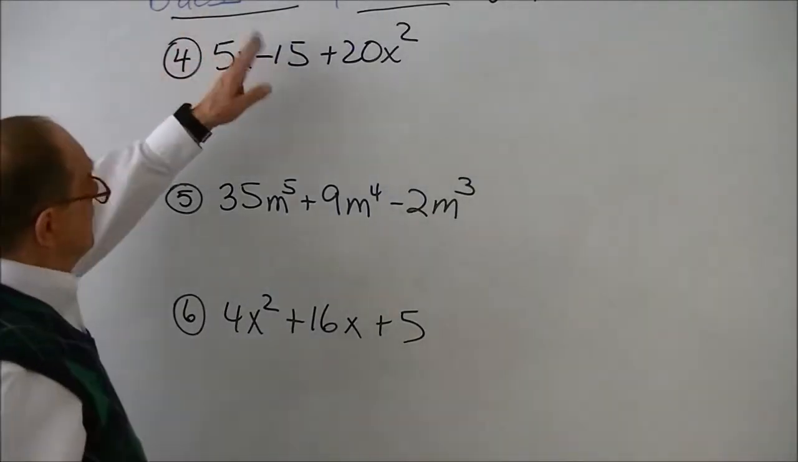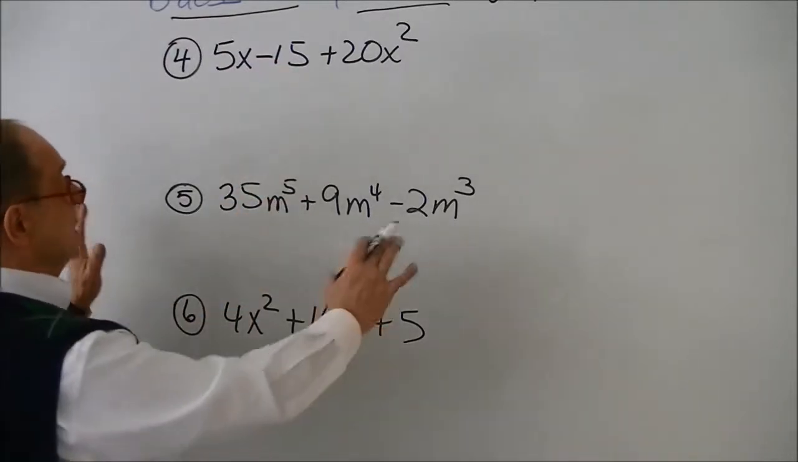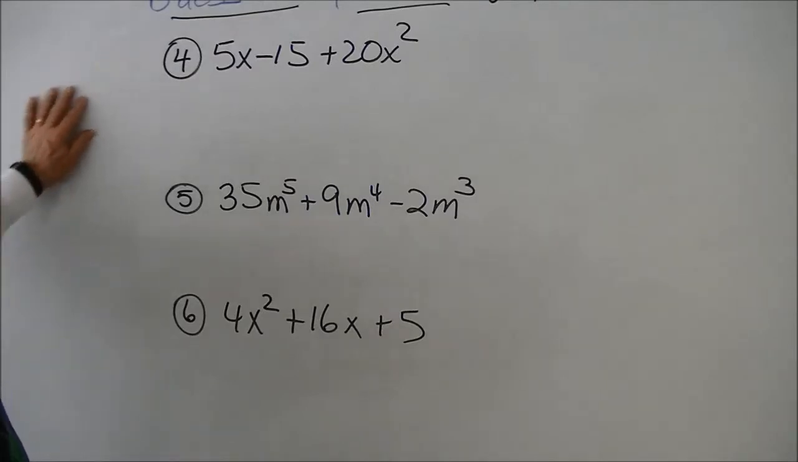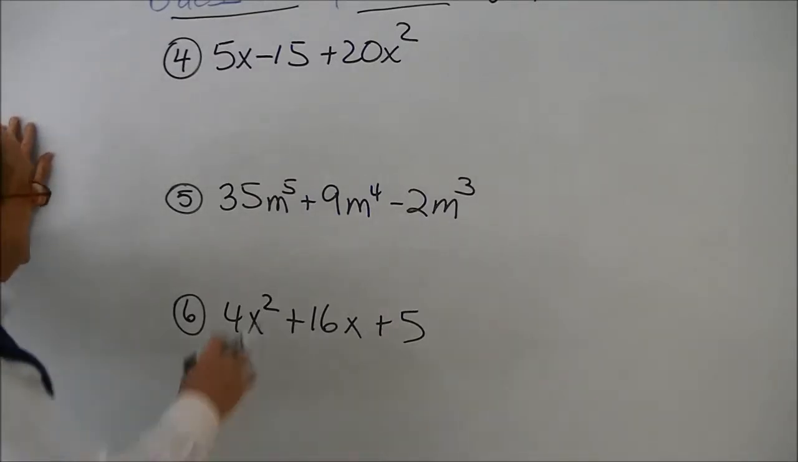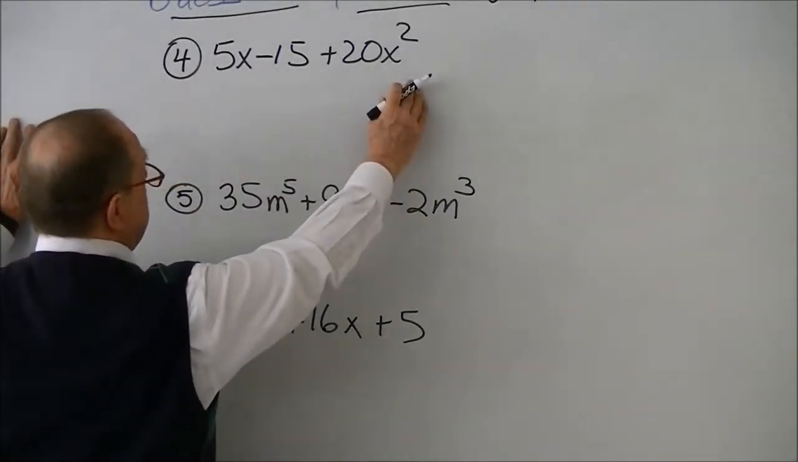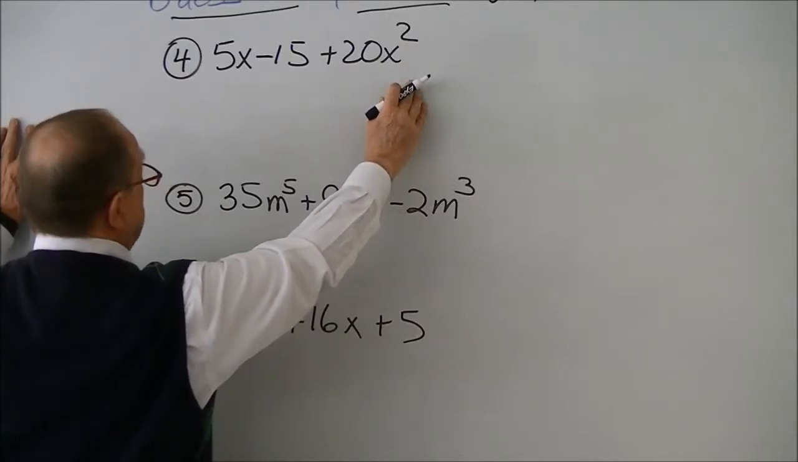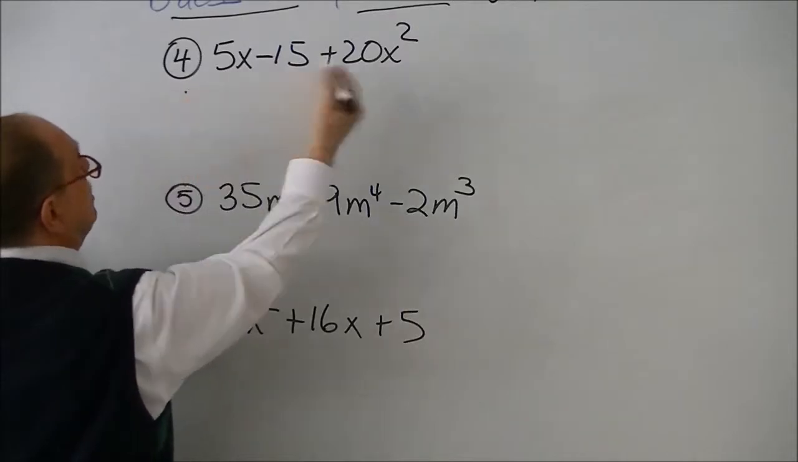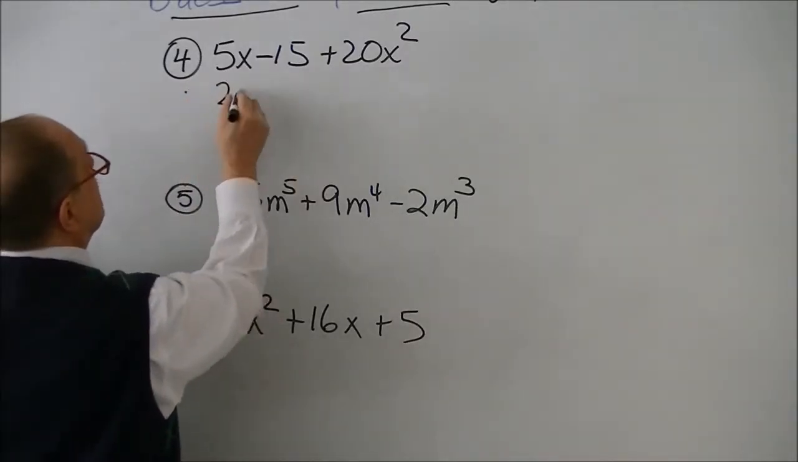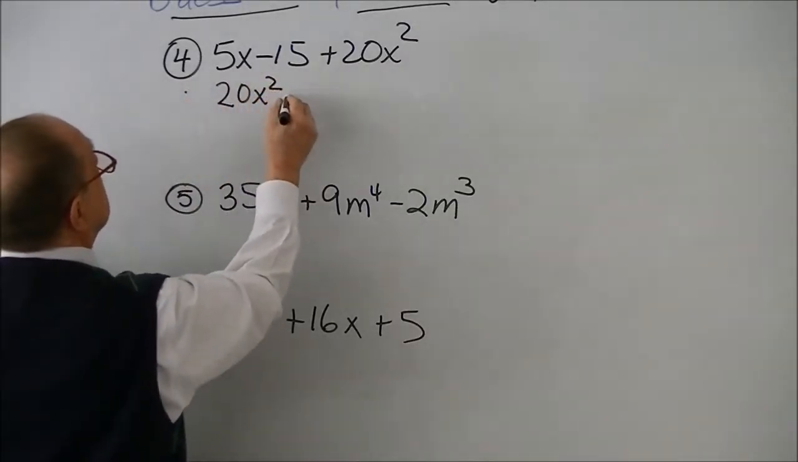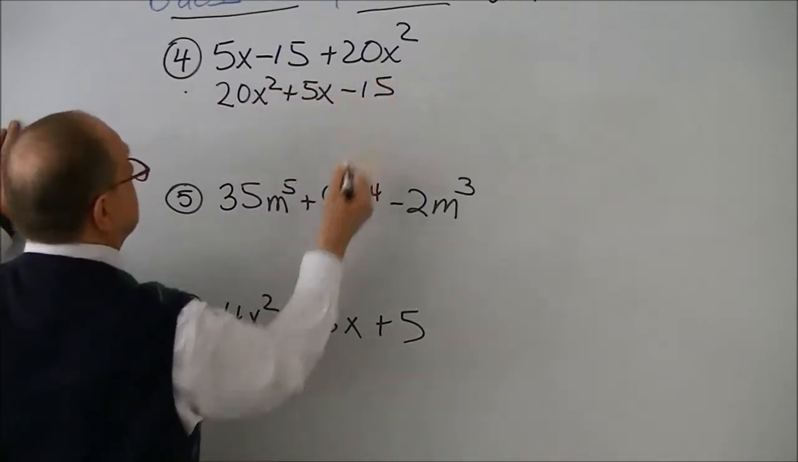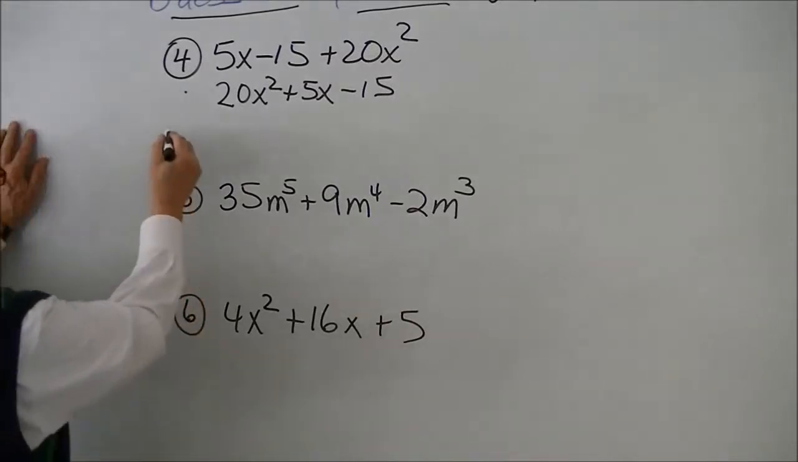Now we still have the guess and check up on top, but we're kind of focusing on this. As you look at example 4, is it in standard form? No. So I'm going to factor out a 5. Well, I'll put it in standard form first: 20x squared plus 5x minus 15. Now I'm going to factor out a 5.